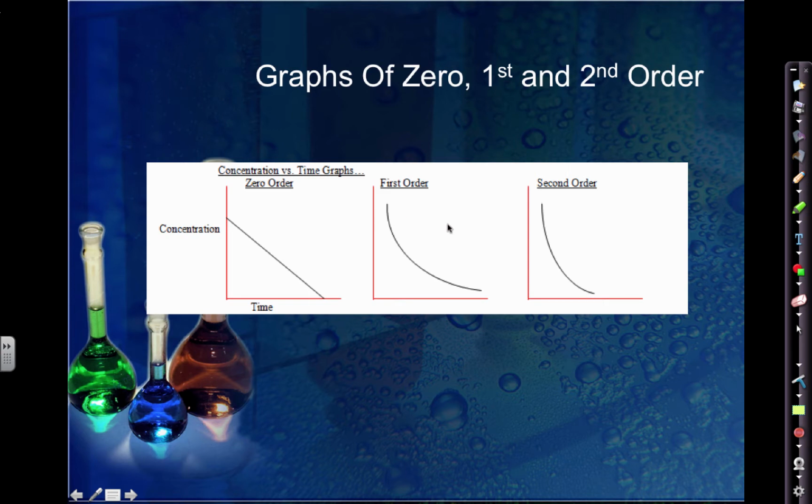So if I were just given a graph and I was told it's a concentration of the reactant versus the time, I could just simply look at the graph and determine if it's 0, first, or second order.